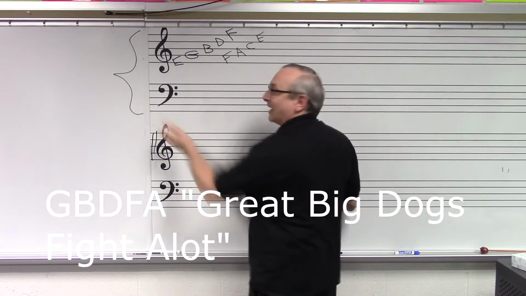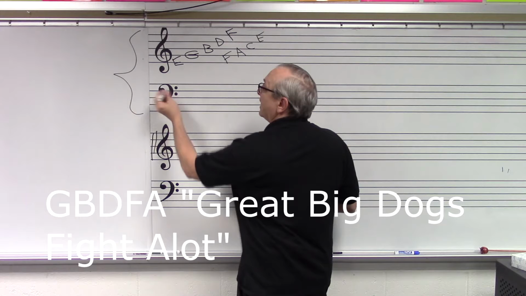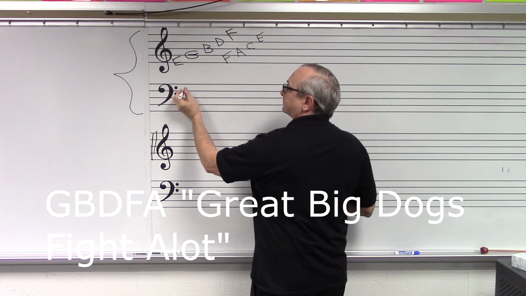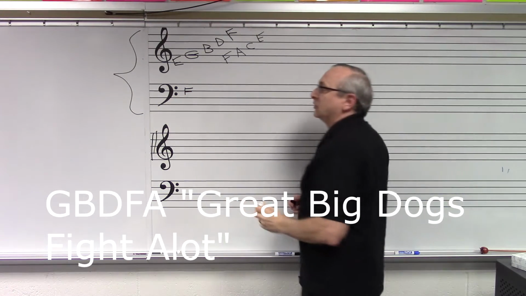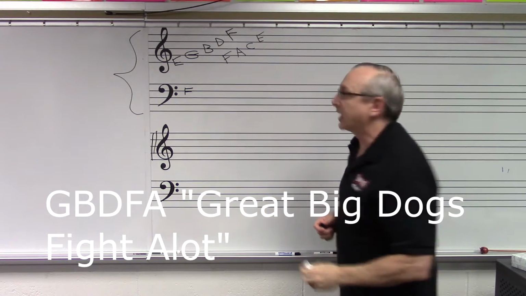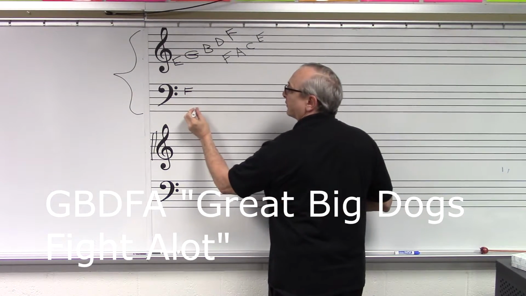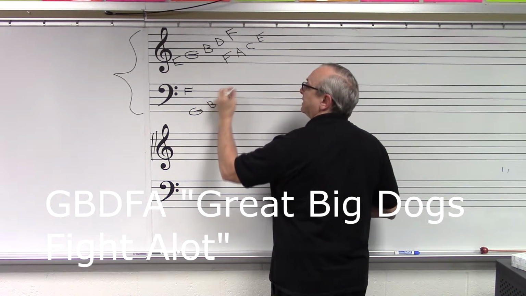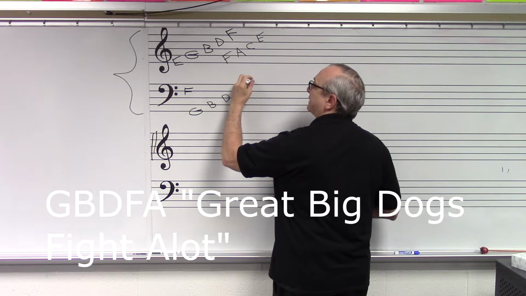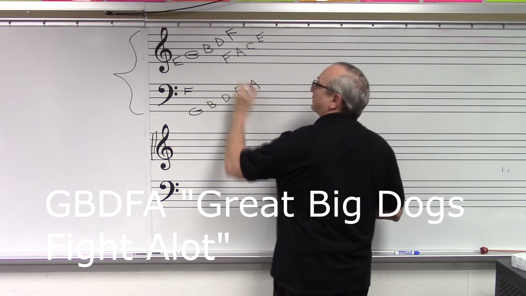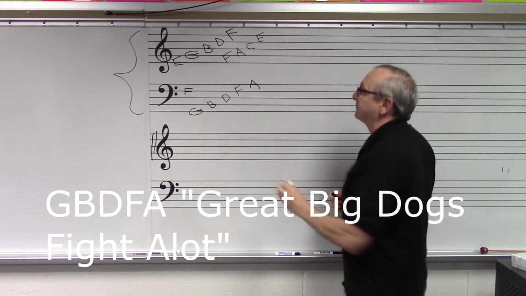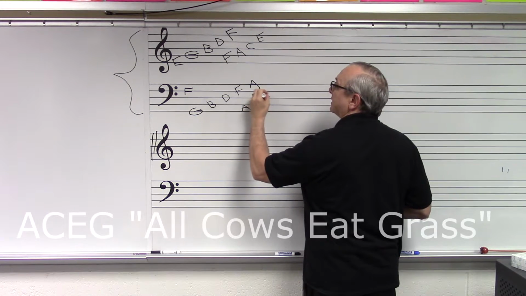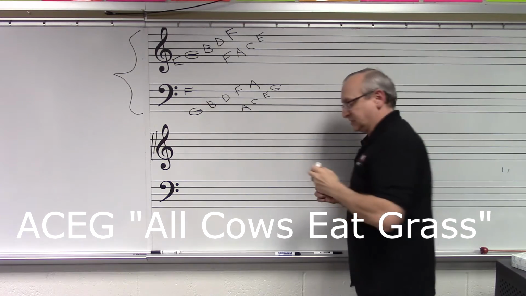Now the bass clef has a different set, okay? This is referred to as the F clef, the bass clef, and that's because this little dot right here coincides with the note F, okay? Now I'm going to draw it out a little bit further here, but G, B, D, F, and A are the lines of the bass clef, and A, C, E, and G are the spaces.